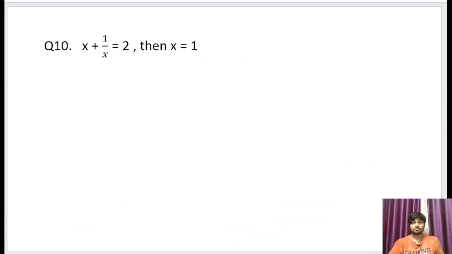Let's move forward to the next question. Sorry, the 10th question, not the second question. Let us move to the 10th question. And how to solve this question? See, this is a type of question. Firstly, this is a type.